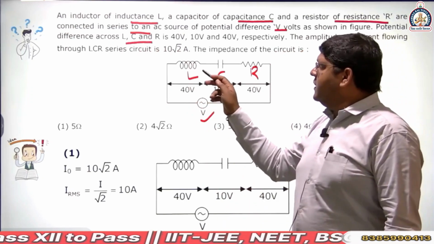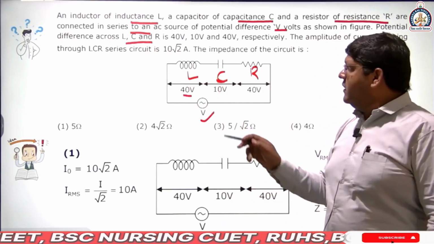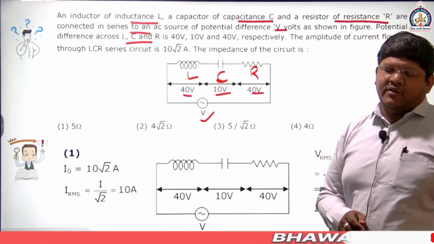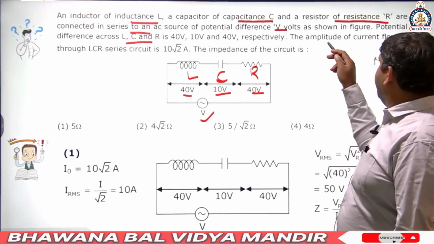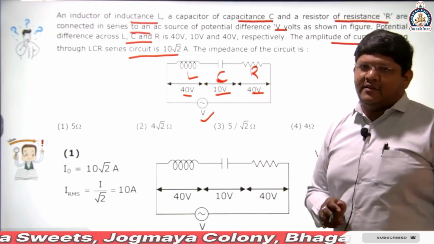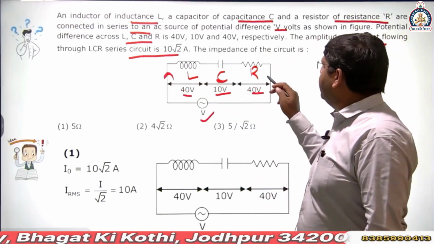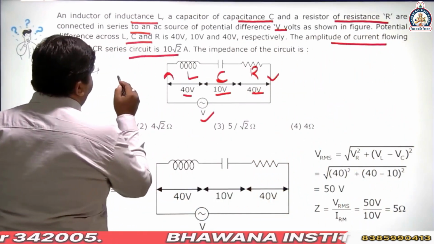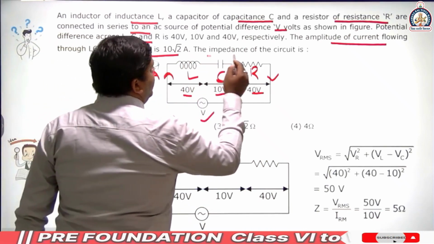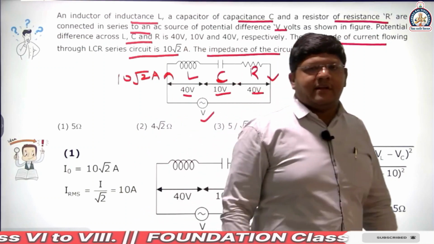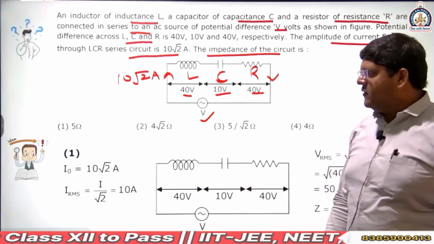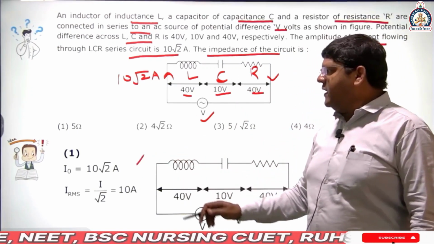Now the question says the inductor is having a potential difference of 40 volt, the capacitor is having a potential difference of 10 volt, and the resistor is having a potential difference of 40 volt. We have to calculate the amplitude of current flowing. Because all the elements are in series, the current is the same, and the value of current is 10 root 2 ampere. This is the current flowing in all the three elements. We have to calculate the impedance. When all the three elements are connected in series, the combined effect is known as impedance. Now in the question I0 is given as 10 root 2 ampere.